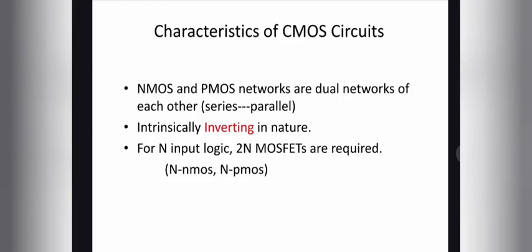Next we'll be seeing what are the characteristics of the CMOS circuits. NMOS and PMOS networks are dual of each other, that is if one is in series, the other should be converted to parallel, intrinsically inverting in nature. For N input logic, 2N MOSFETs are required, that is N NMOS and N PMOS are required.